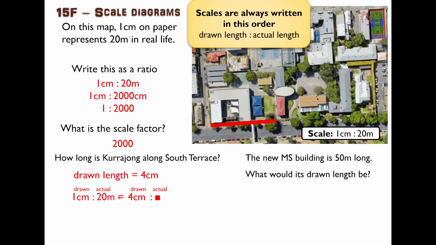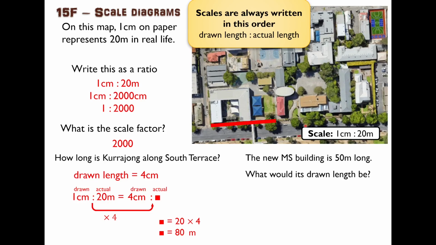So now I've got a proportion problem, and you can go back to my video on proportions to learn how to solve that. But basically we need to think, how do I get from this number, 1 centimeter, to this number, 4 centimeters? I multiply by 4. So 1 centimeter times 4 is 4 centimeters. That checks out. So 20 meters times 4 is 80 meters. And remember, of course, we need a unit. So Kurrajong is 80 meters long.